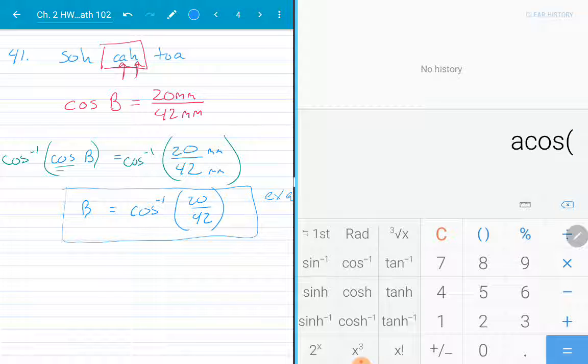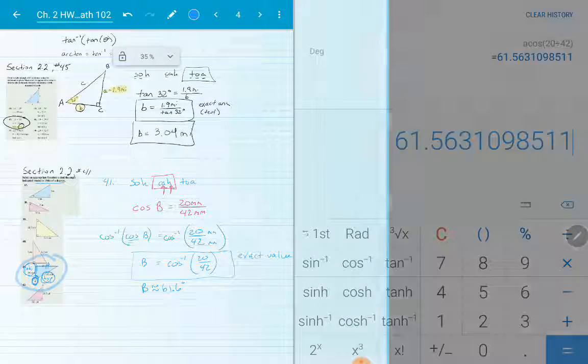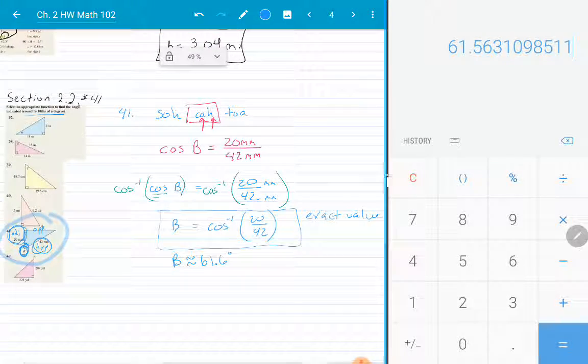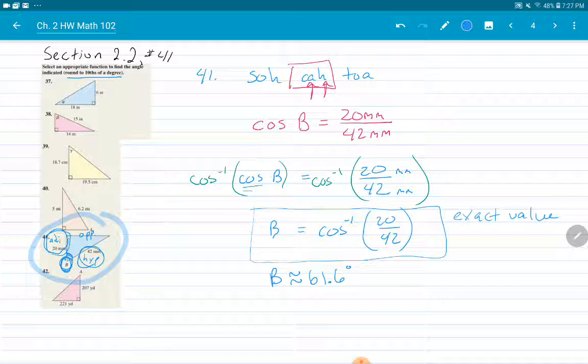So that's cosine inverse of 20 divided by 42, close my parentheses, and I get that B is approximately equal to 61.0 degrees. We want it to, I forgot already, the nearest tenth of a degree. Let me check that that's right. Yeah, one tenth of a degree. Okay, so there's our final answer.